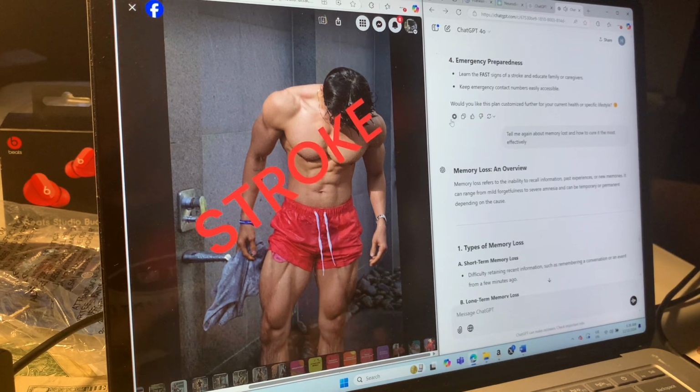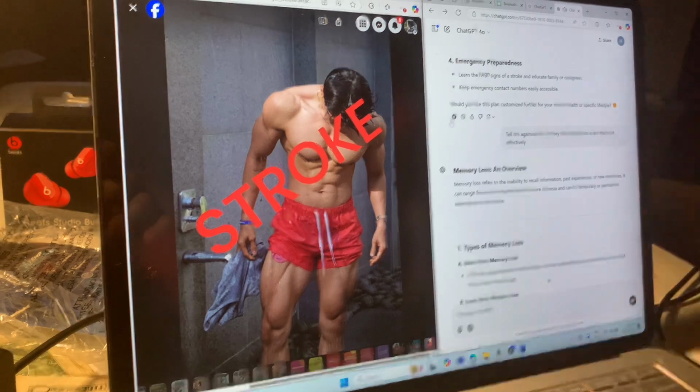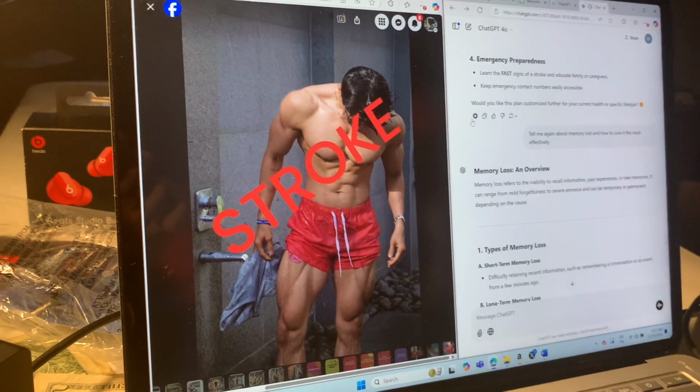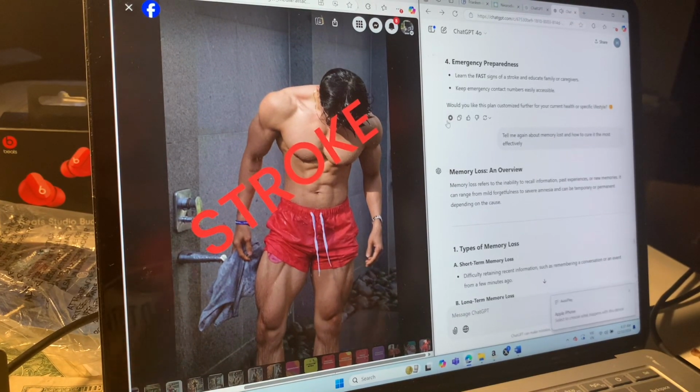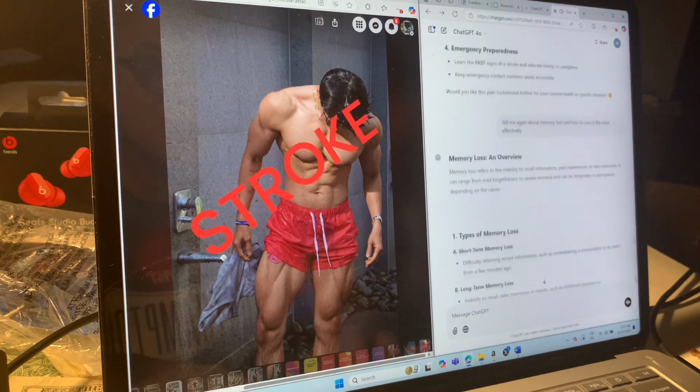Personalized stroke prevention and recovery plan. 1. Stroke prevention plan. A. Healthy lifestyle habits. 1. Balanced diet. Follow a Mediterranean diet rich in fruits, vegetables, whole grains, nuts, seeds, and olive oil. Lean protein sources like fish and poultry. Limit processed foods, sugary snacks, and excessive salt, saturated and trans fats.